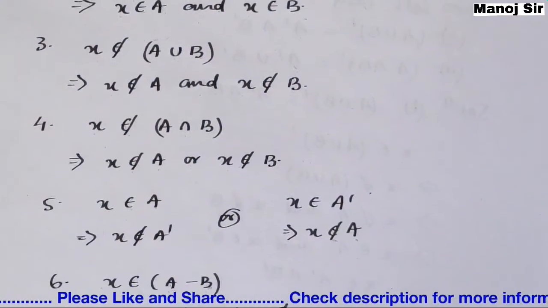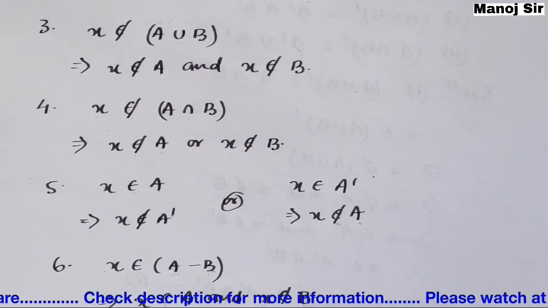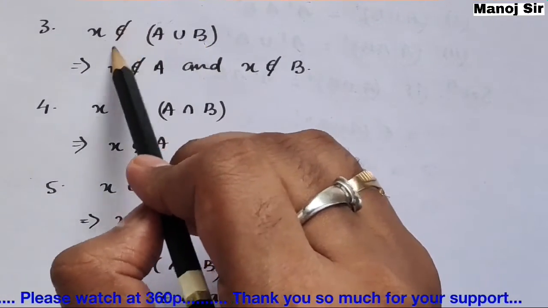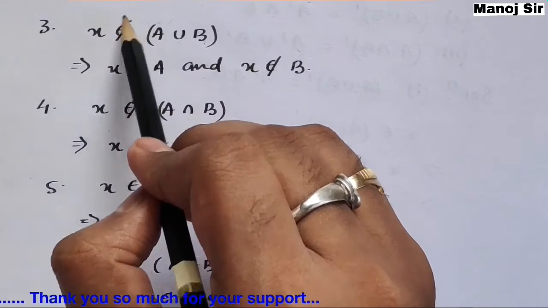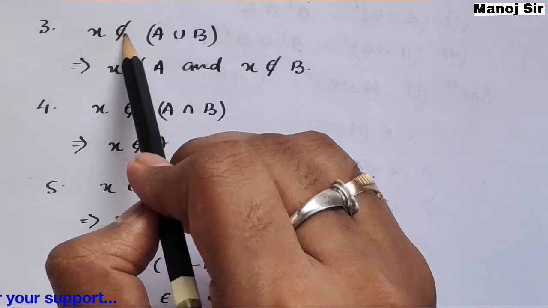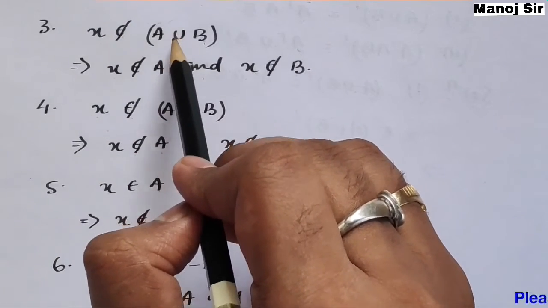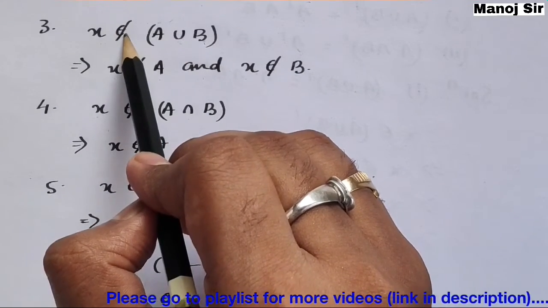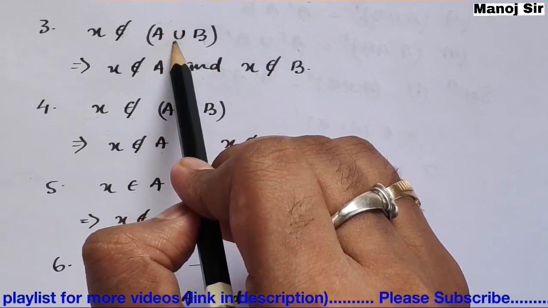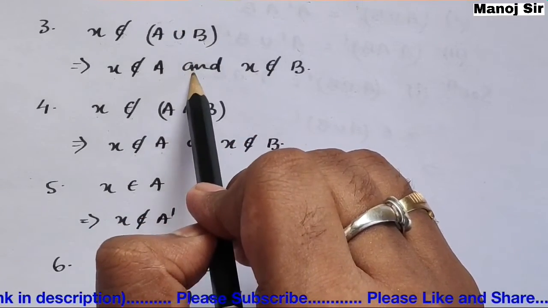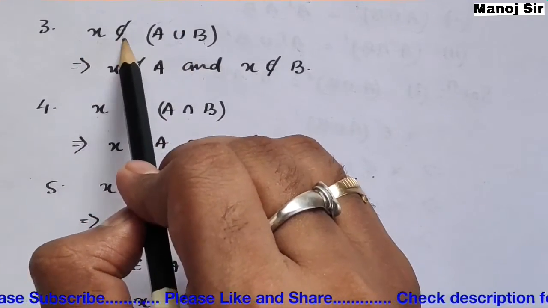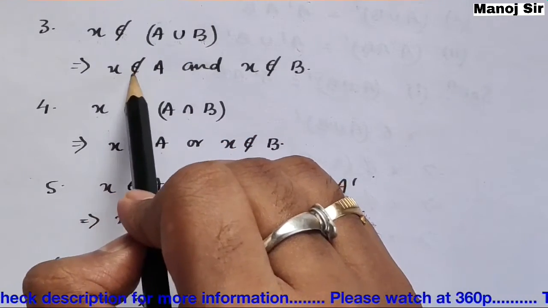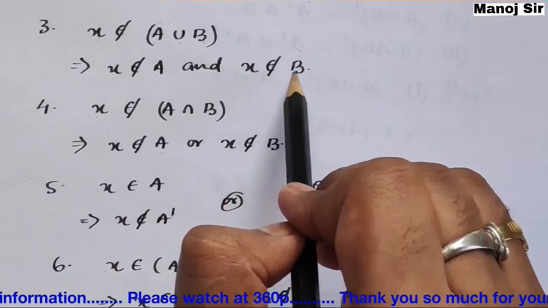Now we'll come to the third part, which is very important. x does not belong to A union B. Wherever you say does not belong to, simply change the conjunction. Here it is union, so the conjunction should be or, but since it is does not belong to, the conjunction that we will use in union will be and, not or. Element x does not belong to A union B means the element x does not belong to A and does not belong to B.